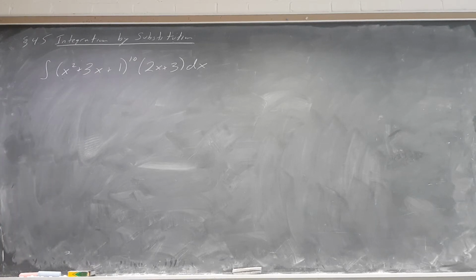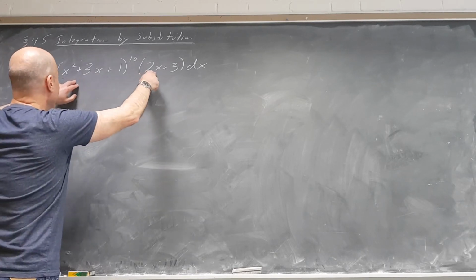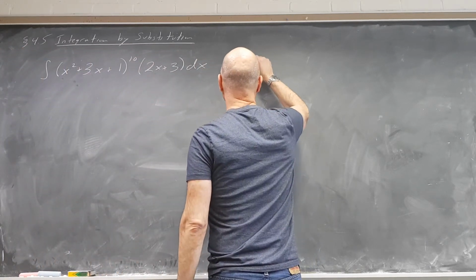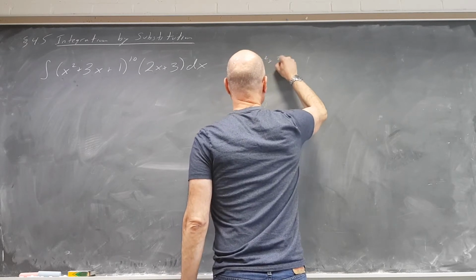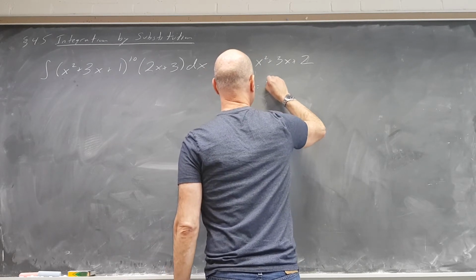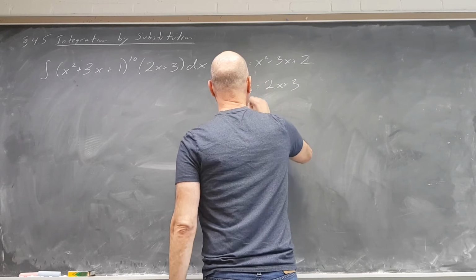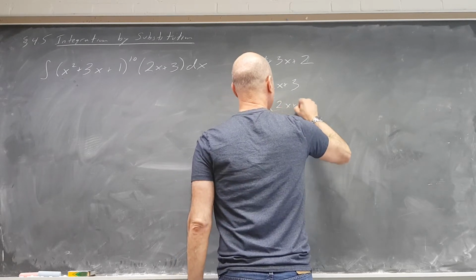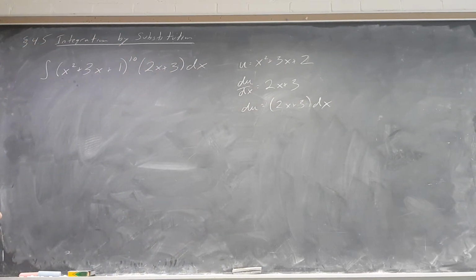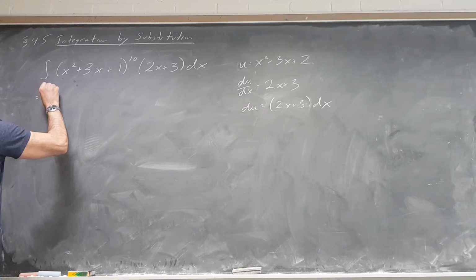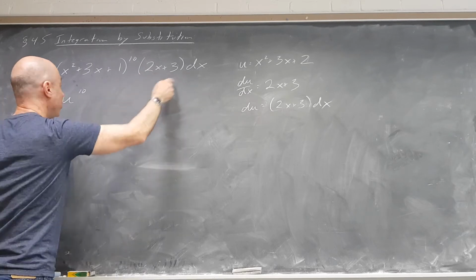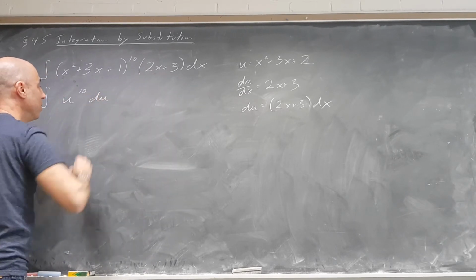Let's go ahead and do this exactly the same way, spotting that what we have over here is the derivative of what we have over here. So let's let u be x squared plus 3x plus 2. So du dx is again equal to 2x plus 3, and du is (2x plus 3) dx. Just as we did last time, we're going to translate this whole thing into a u to the 10th. (2x plus 3) dx is just du.